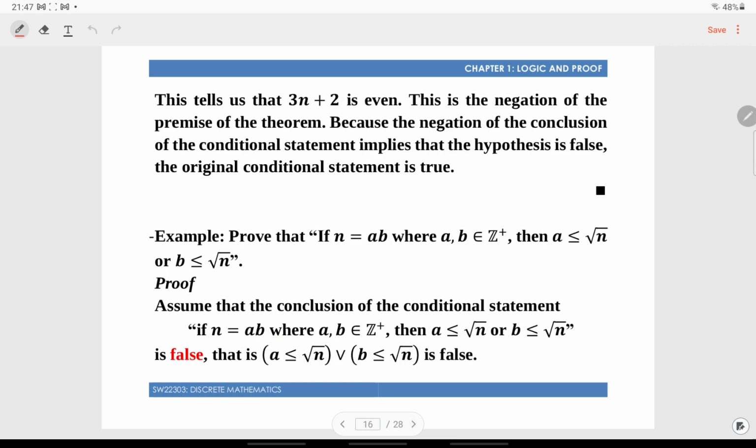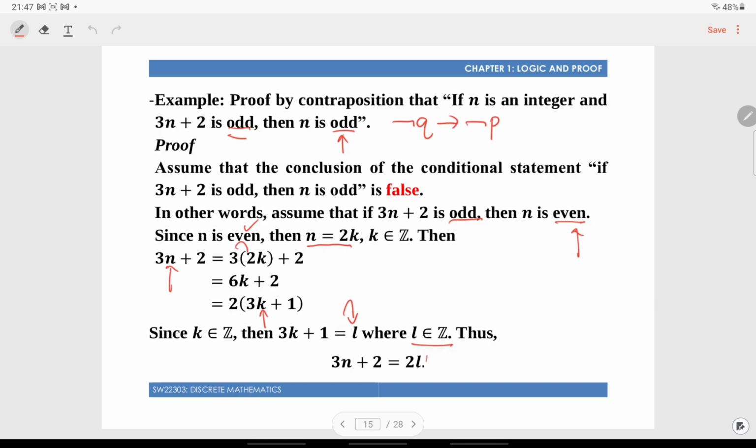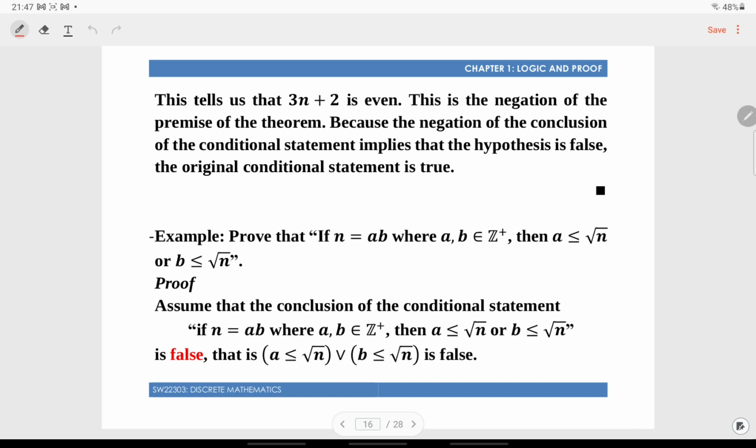So this tells us that 3n plus 2 is even, because it equals 2L, where L is an integer, so 3n plus 2 by definition is even. Okay, 3n plus 2 is even, but in our assumption, 3n plus 2 is odd when n is even. So what does it mean? This is what we call the negation. This is the negation of the premise of the theorem, because the negation of the conclusion of the conditional statement implies that the hypothesis is false.